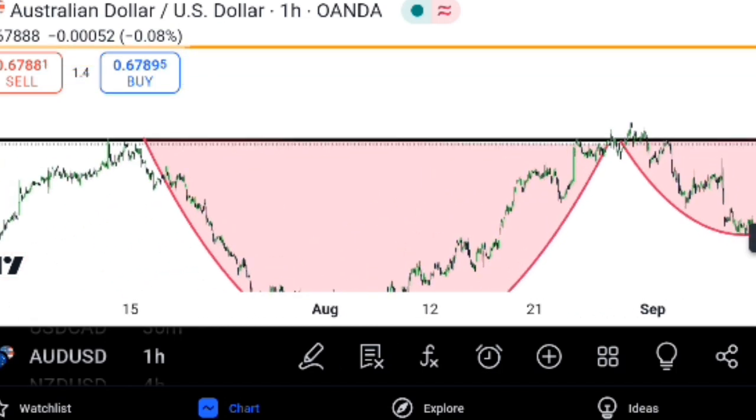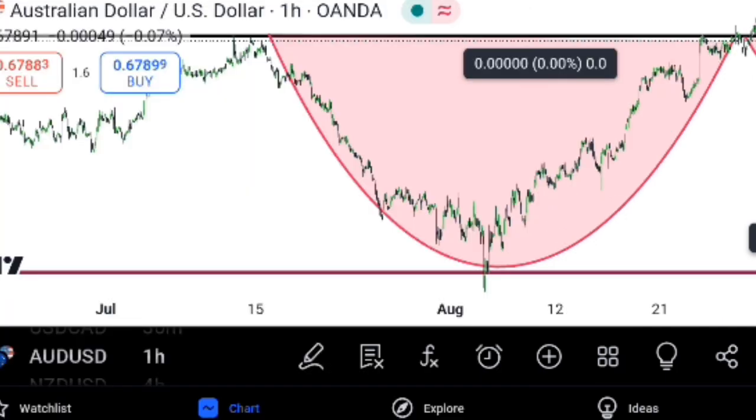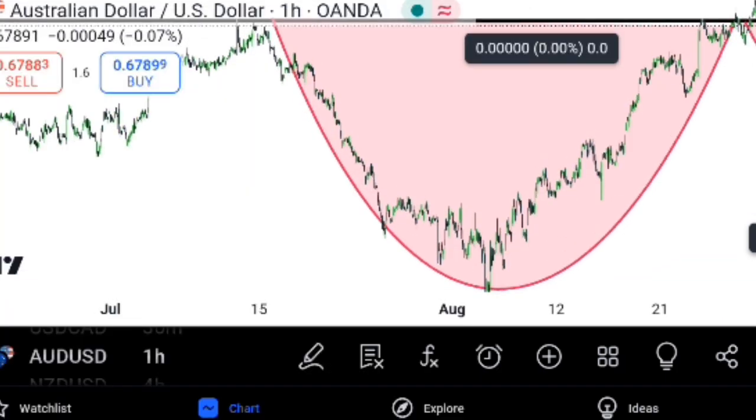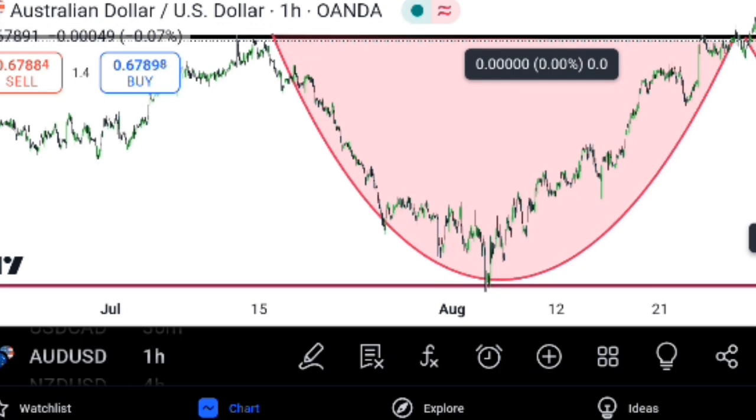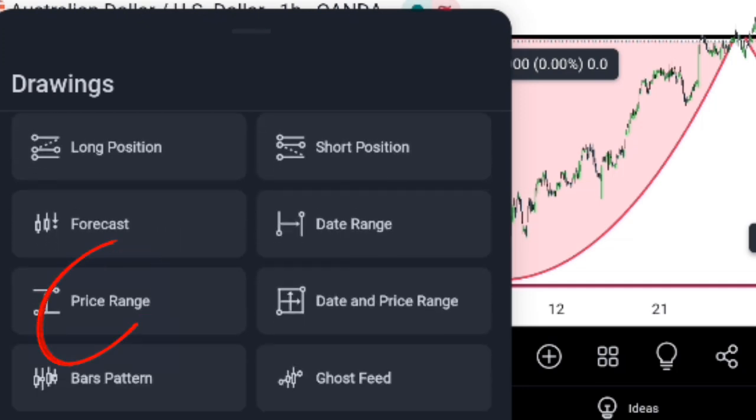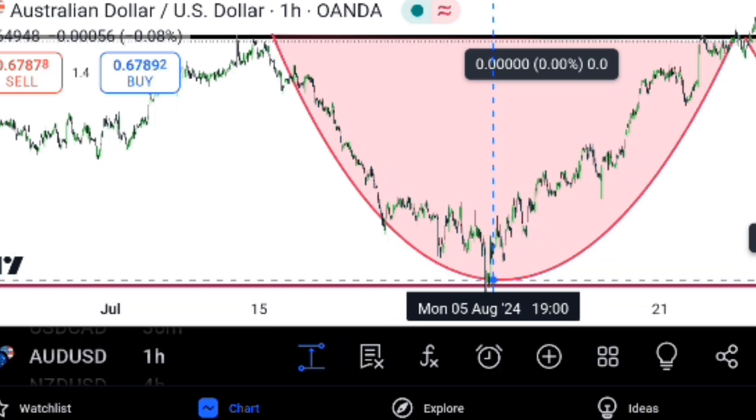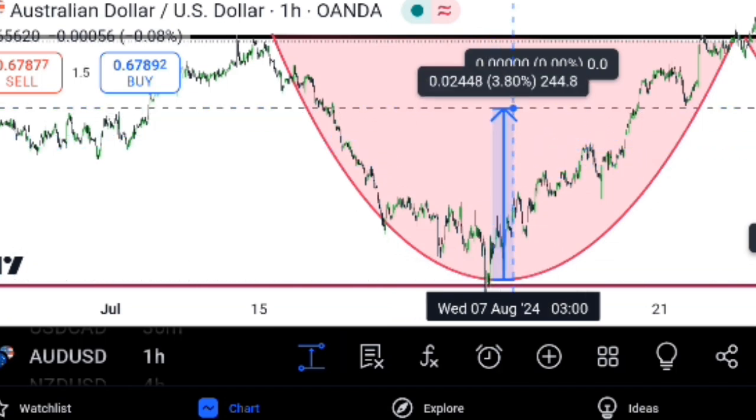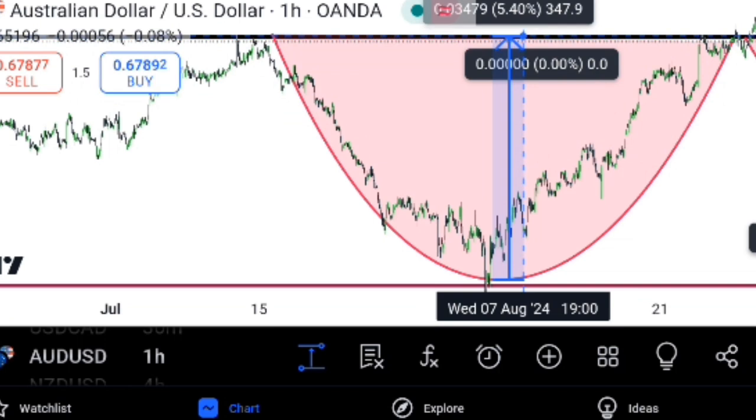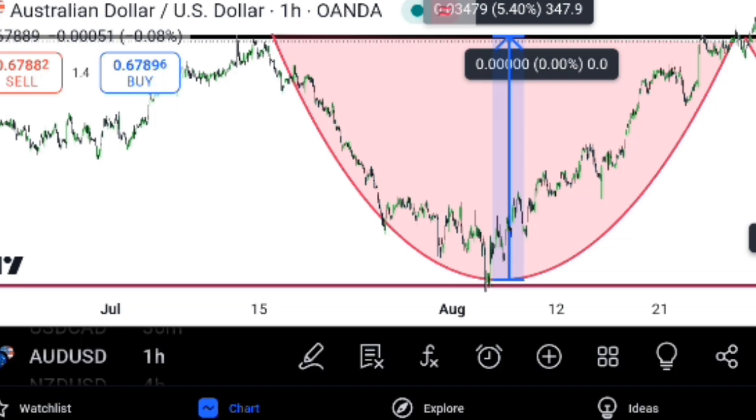So we are going to our drawing tools. To measure the distance that the buyers could potentially move to the upside, you come under your drawing tool and scroll down to forecasting and measurement. There's this tool called price range, not data range. So it is price range. You tap on it, and then you start measuring from the bottom of the cup up to the top, up to that black line. There is the support. So you tap out, and then you have that.